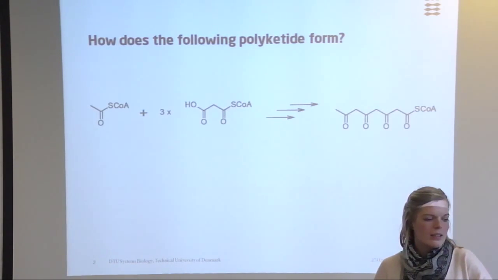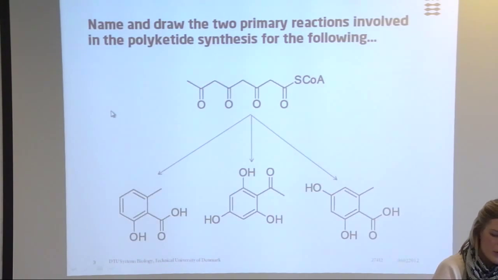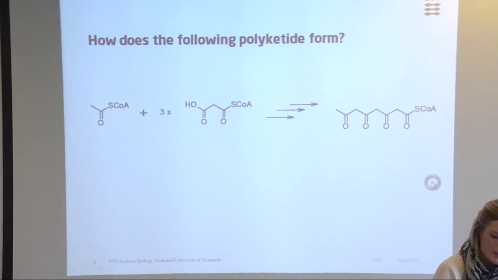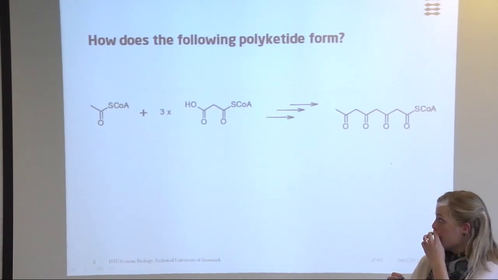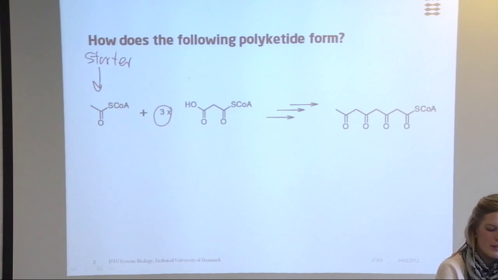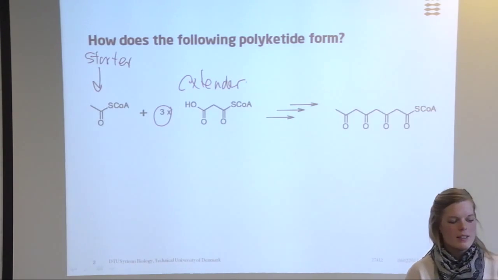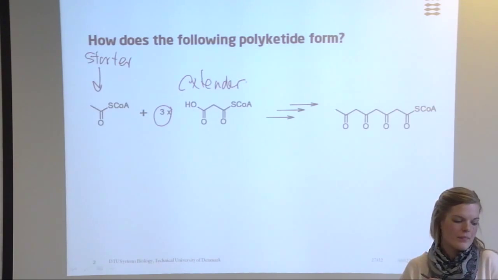So what you should notice on this one is that you got the starter unit here, and then you got three extender units. So this is acetyl coenzyme A, and this is malonyl coenzyme A.